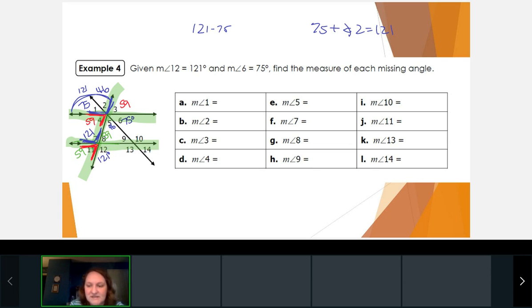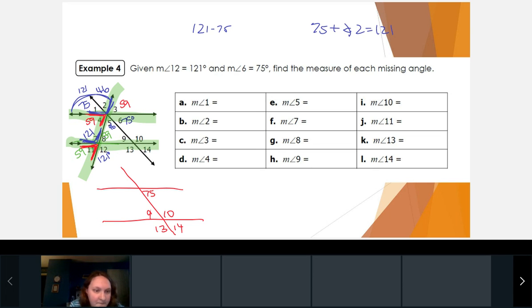Now all we're left with is this group over here. All right, I'm going to kind of redraw the picture just because I've got such a mess up there, but I don't want to erase it. So I'm going to look at the parallel lines. I'm going to look at this transversal. We still need to find angle 9, 10, 14, and 13. We know this angle is 75 degrees. We know this angle is 75 degrees.